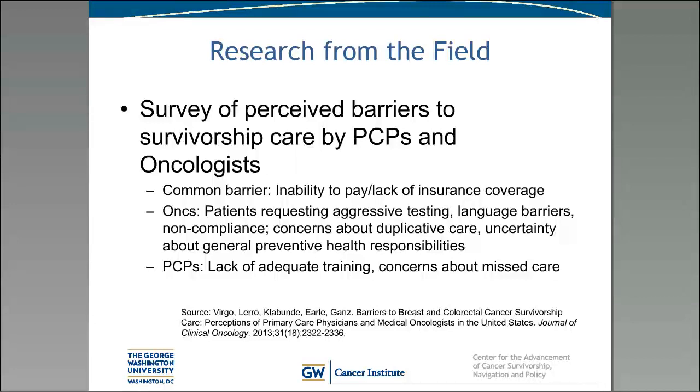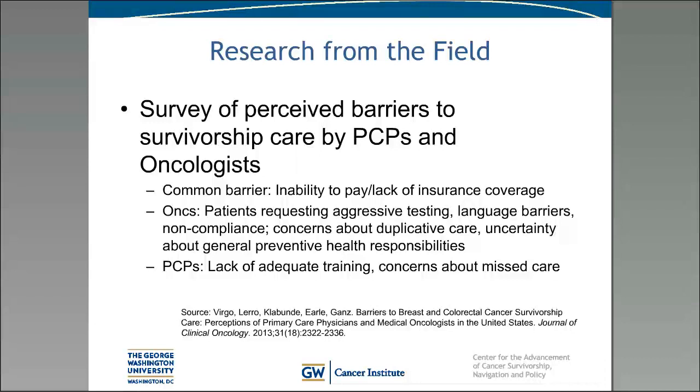So both oncologists and primary care providers felt that the inability to pay was a barrier to quality survivorship care. Medical oncologists were more likely than primary care providers to report patient language as a barrier, insurance restrictions that would limit tests and treatment, and another barrier that oncologists cited was patients requesting more aggressive testing, that these survivors were requesting more aggressive testing, and this was a barrier to true quality care.